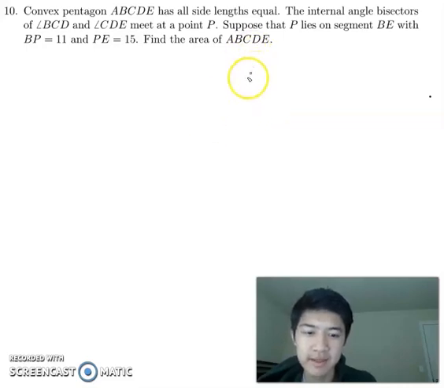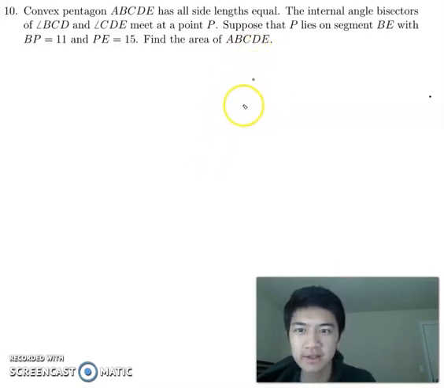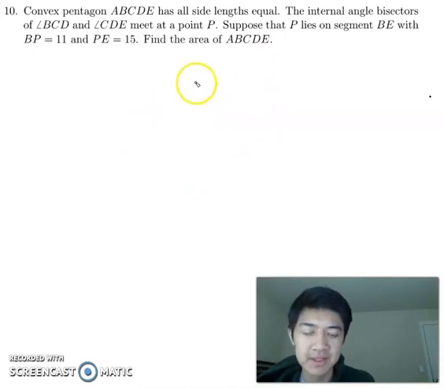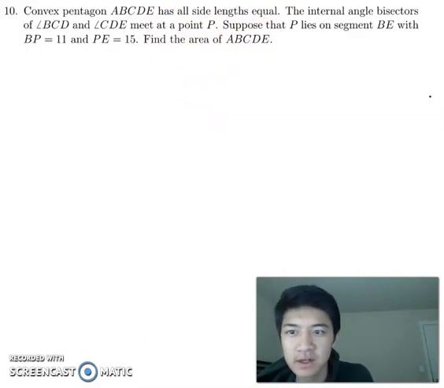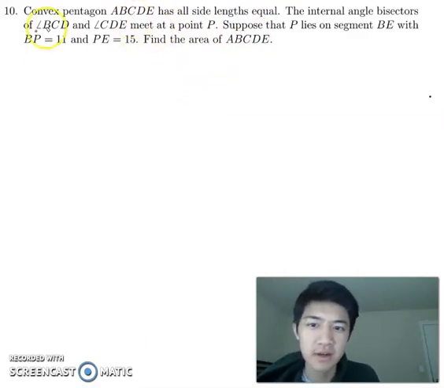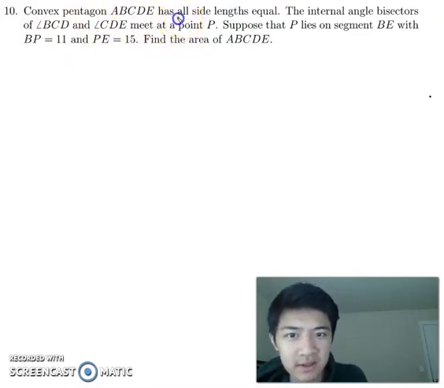Okay, hi everybody, I'm Daniel and I'm going to be explaining how to do problem number 10 from the Washington Gold TST for this year. So, the question reads, we have this convex pentagon ABCDE that has all side lengths equal.